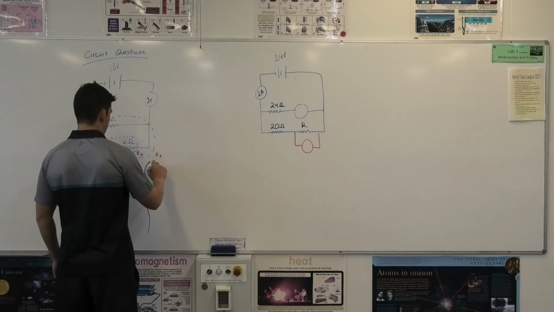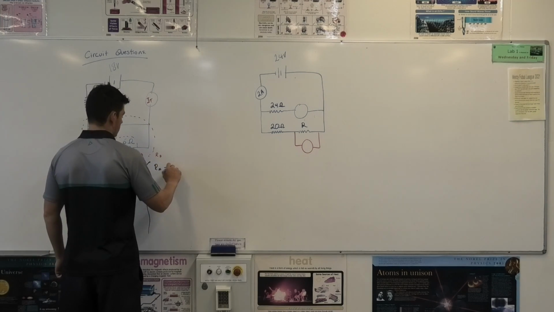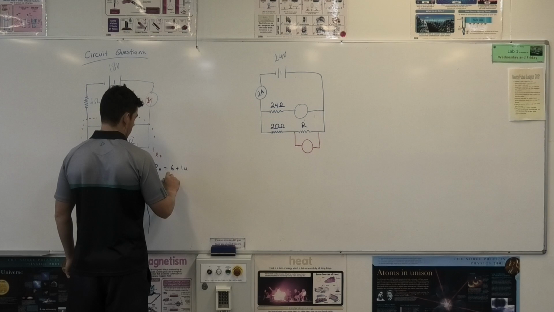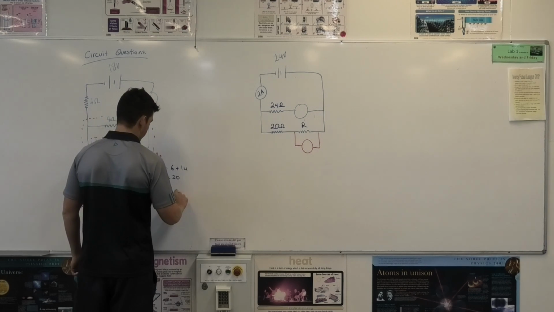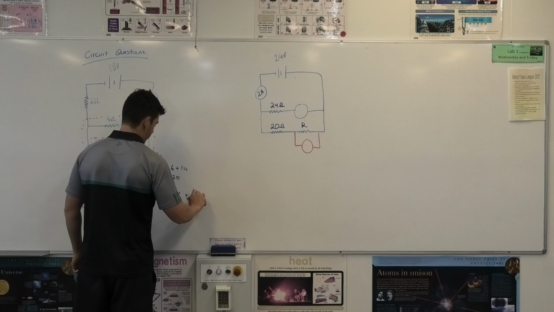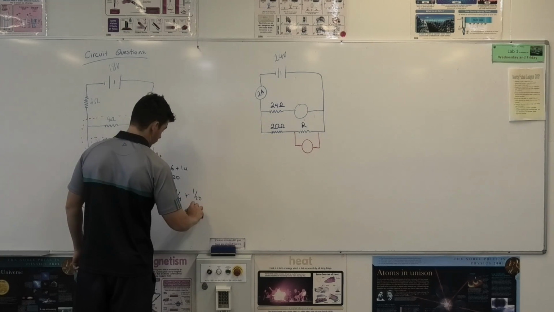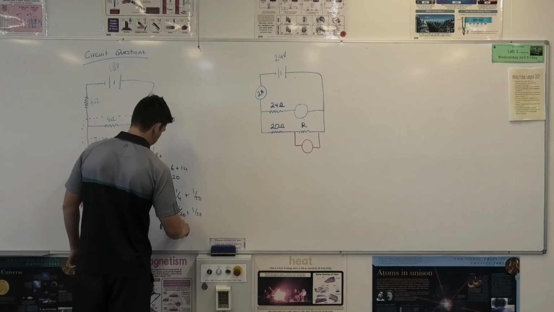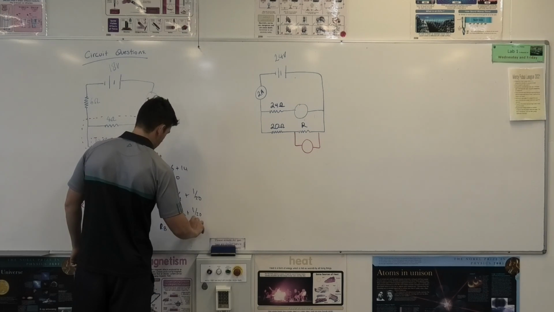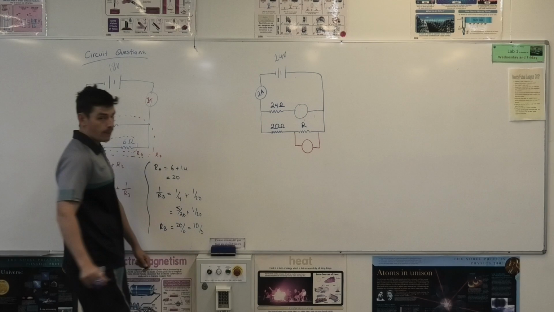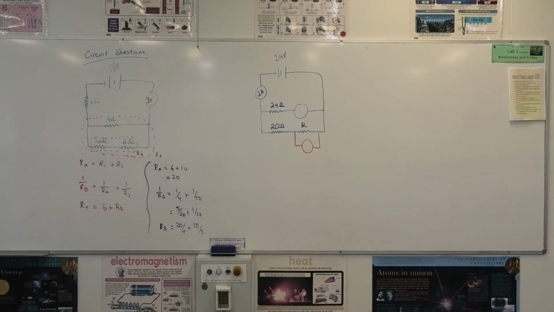So to calculate RA, it'll be 6 plus 14, which equals 20. 1 on RB equals 1 on 4 plus 1 on 20, which equals 5 on 20 plus 1 on 20. And as we are not fraction fearers, we know that RB equals 20 over 6, which equals 10 over 3. Good?